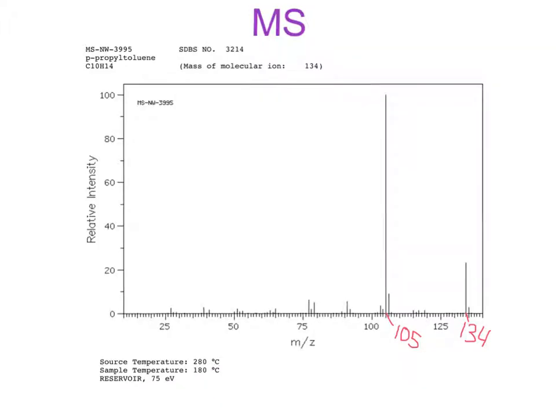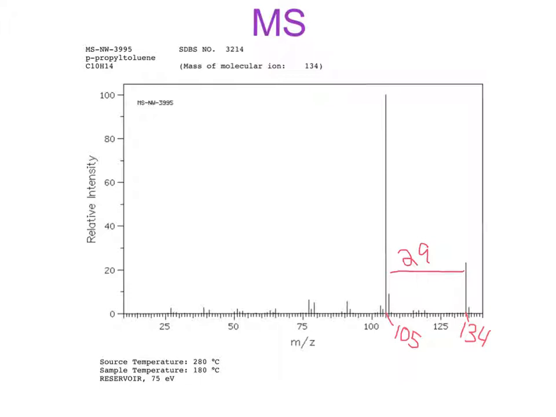This is the mass spec for our molecule. This peak right here is the molecular ion peak. What this tells us is the molar mass of our molecule, which is 134. This peak here is called the base peak, and the difference between the base peak and the molecular ion peak is 29. What this fragmentation tells us is that there is a CH2-CH3 group in our molecule. In other words, we know now that there are 2 carbons and 5 hydrogens in our molecule.